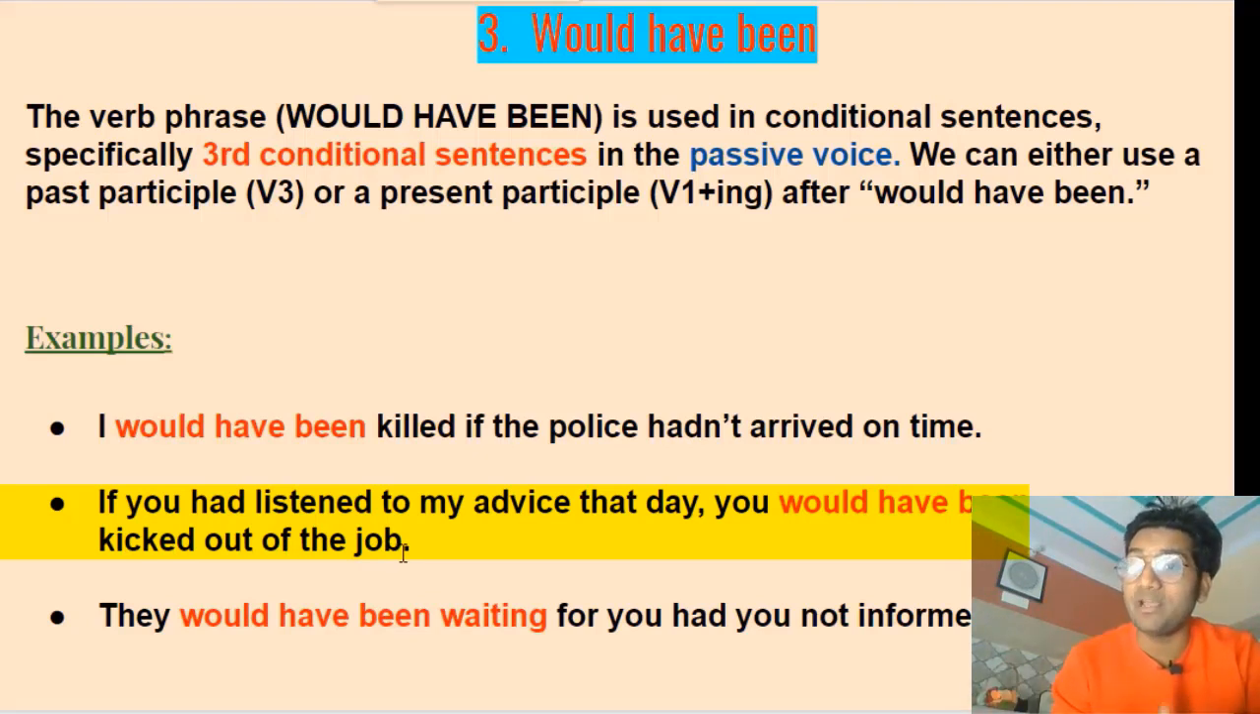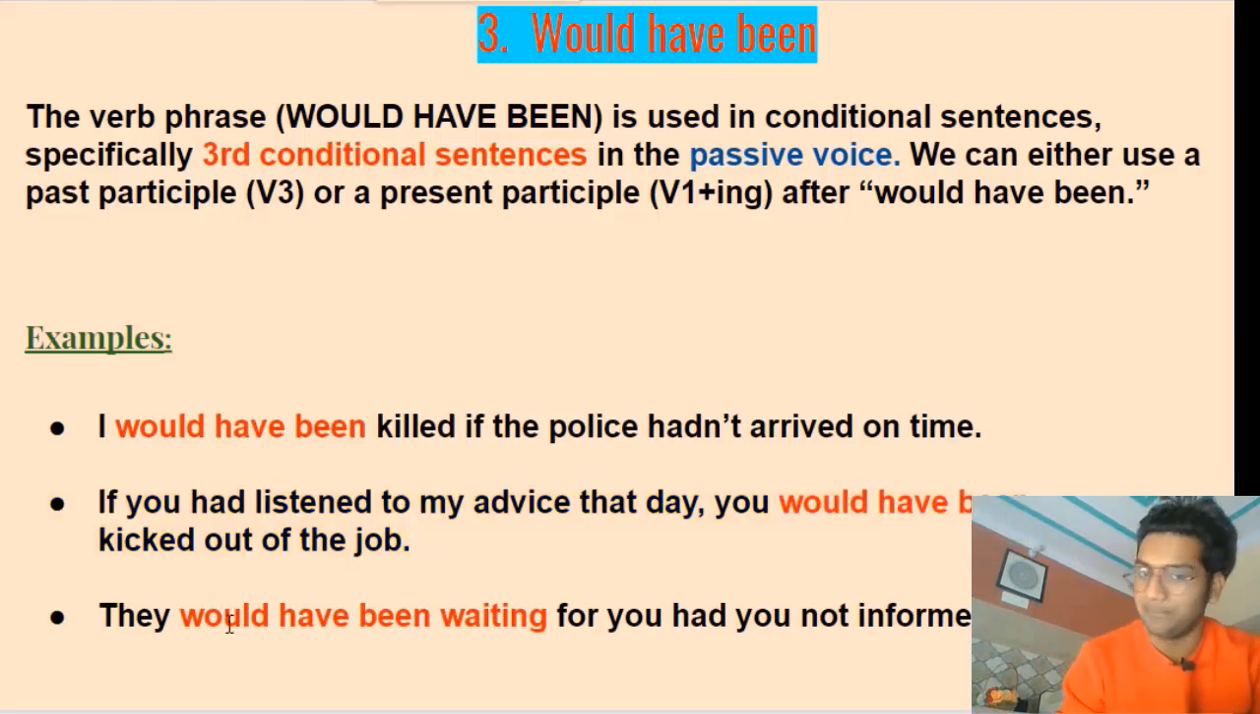Would have been followed by a past participle. If something had happened in the past, something else would have happened in the past, and the result clause is going to be in the passive voice. We have just seen that, okay? Next is would have been followed by a present participle, that is an ing form of a verb, okay? Let's look at this example.